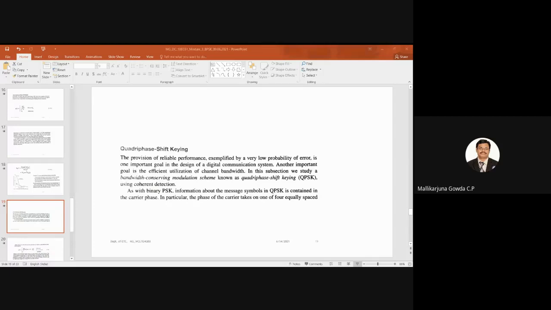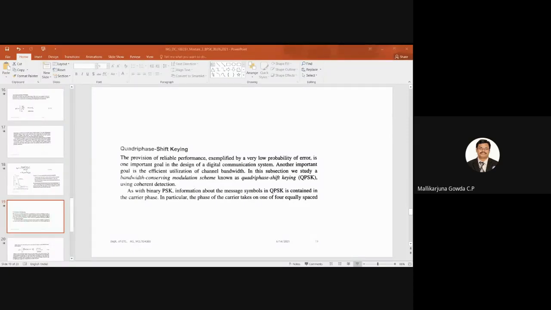Okay. See, what we need to understand in a communication system is reliable performance. Which will be exemplified by a very low probability of error. When I say the performance of a digital communication system is reliable, it means it should have a very low probability of error. If I am able to hear 100% of the information correctly, then I can say the system performance is good. Even at what places? Even when the signal strength is low.